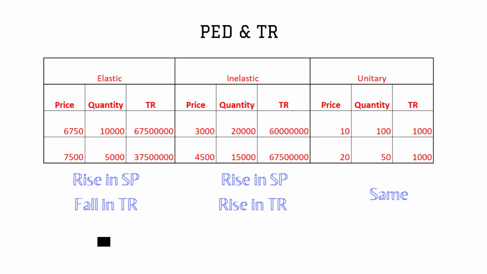For an inelastic product, a price change will result in a higher revenue, as inelastic products don't have many substitutes or might be essential commodities, and customers will have to stick to them. For a unitary elastic product, the total revenue will be the same at any given point.